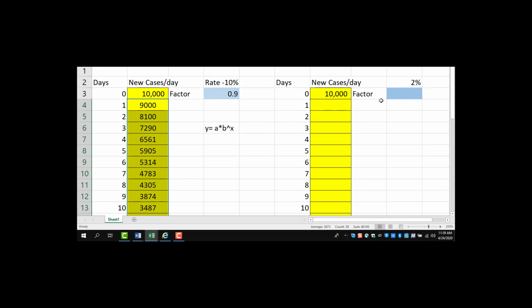Now, if people just don't pay attention or follow the rules, it could go a little higher than 1. That would be a 2% increase, which is 1 plus 2 over 100, which is 1.02. And that's going to equal initial value, locked, times growth factor, locked, raised to the F2, F4.